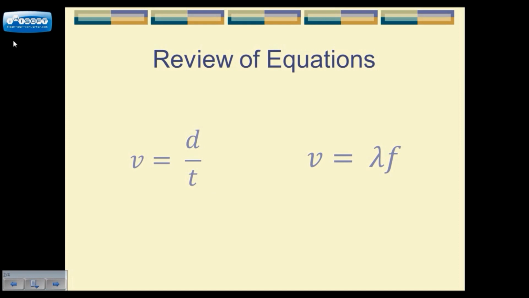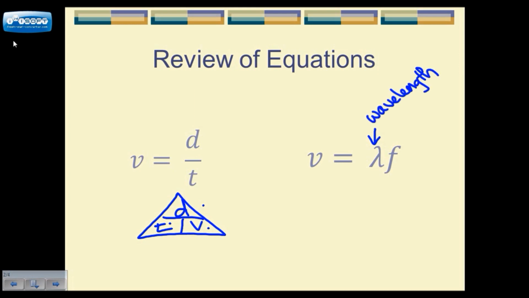And the DirectTV can also be put into the triangle, which is where DirectTV comes from, where you have D at the top, and then you have TV at the bottom. So DirectTV. The other one is the equation specific to waves, which is V equals lambda F, where V is your speed, lambda is your wavelength, which is just the length of one oscillation, and F is your frequency, which is how often those waves come through.